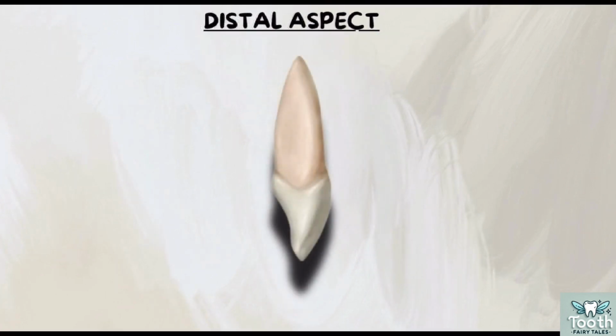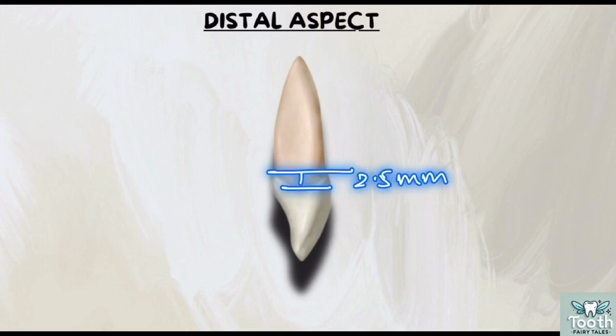Next, let us discuss about the distal aspect of the permanent maxillary central incisor. There is a little difference between the mesial and the distal aspects in regards to the cervical line. Cervical line on the mesial side is showing more curvature when compared to that on the distal side. So on the distal side, the cervical line is 2.5 mm and on the mesial side, it is 3.5 mm.